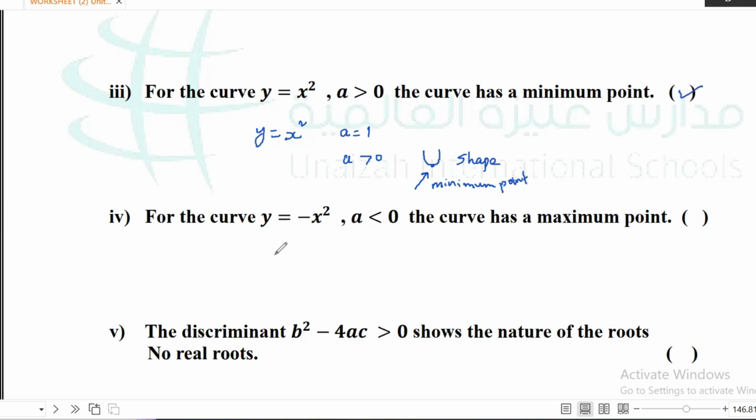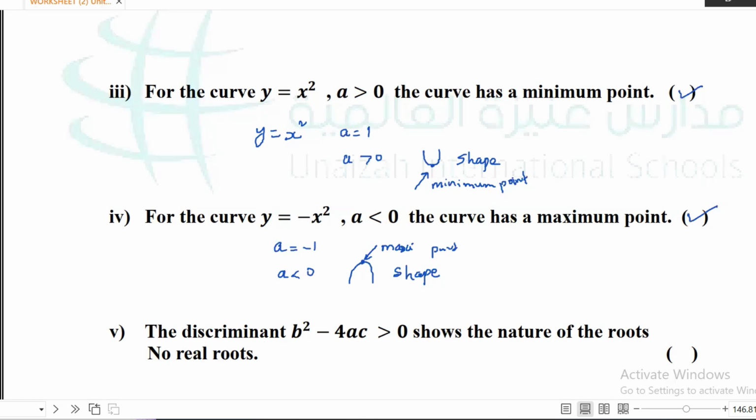And if we have y is equal to negative x square, that means a is equal to -1, which means a less than 0. So we have an n shape. And if we have an n shape, that means exactly this point is the maximum point. So this is also correct.